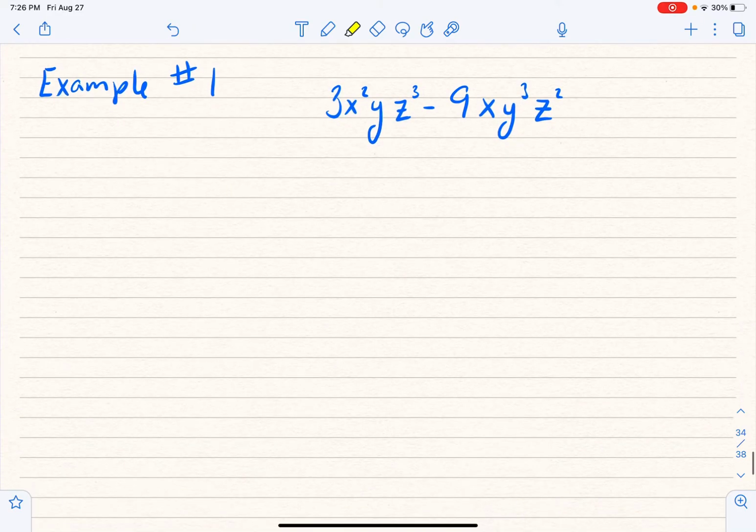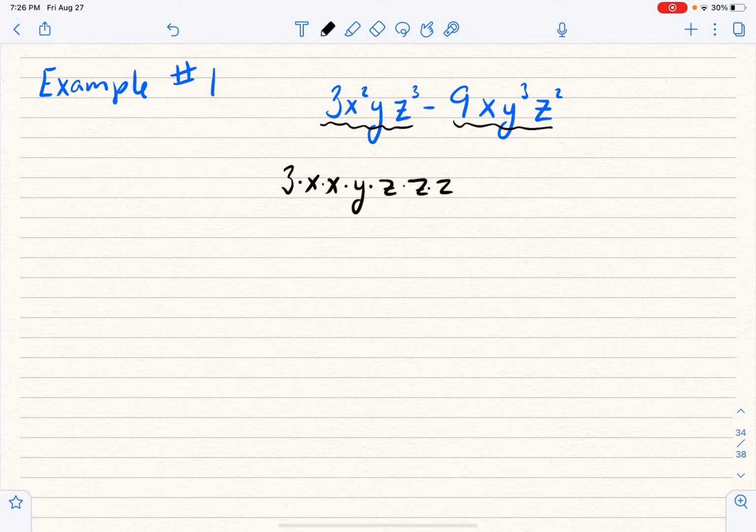Here's the most basic. While this problem might look a little crazy, it's really a basic Algebra 1 factoring problem. So I'm going to break it down as if I was teaching Algebra 1 right now. I'm going to look at the components of each of these terms. In the first one, it's really 3 times x times y times z times z times z. The second one would be 3 times 3, that's where you get that 9, times x times y times y times y times z times z.